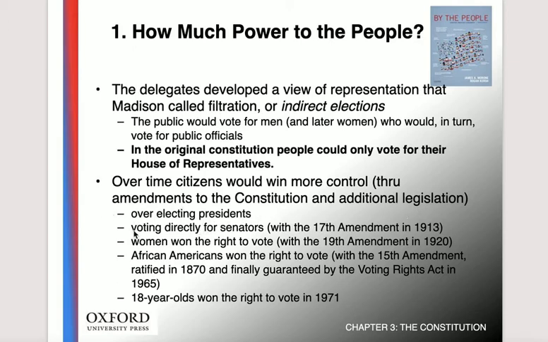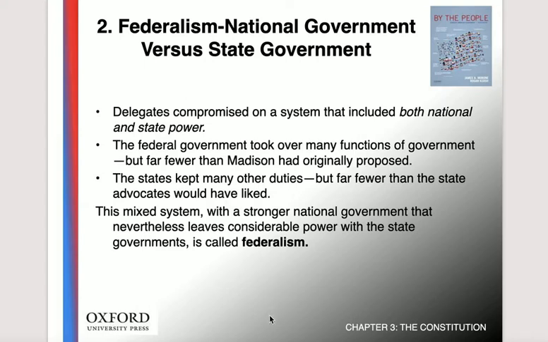They were able to elect their president. Then eventually they were able to elect the senators. Women got the right to vote. African Americans got the right to vote. And then in 1971, 18-year-olds, 18, 19, 20-year-olds got the right to vote. So originally, the power was not given to the people, but eventually we got the power back.